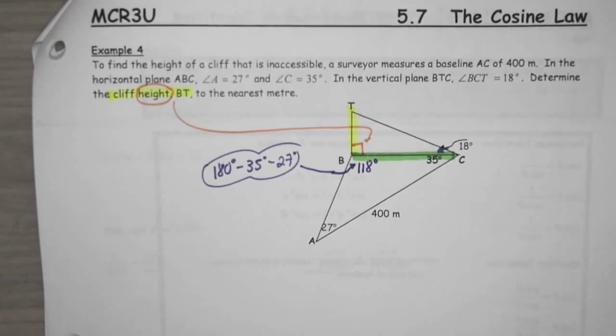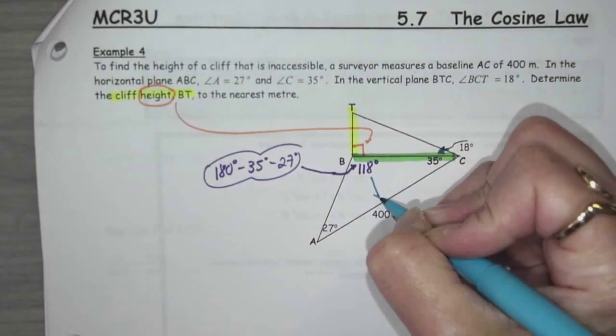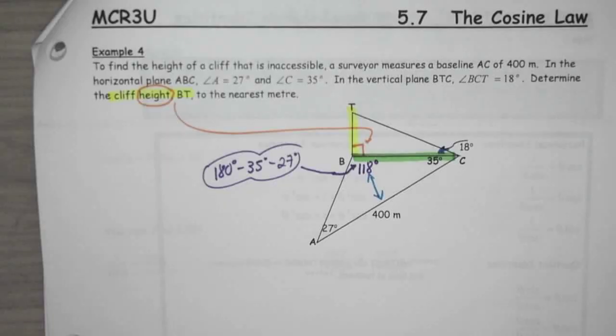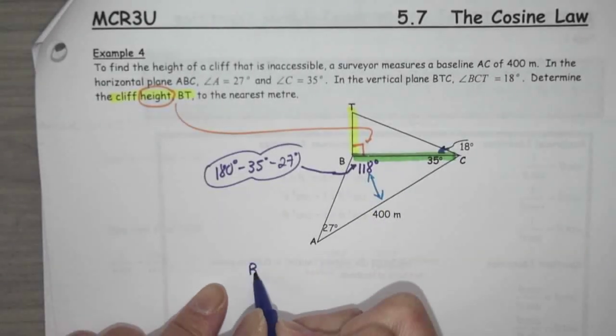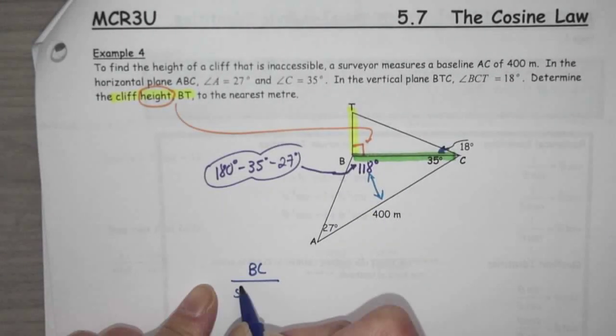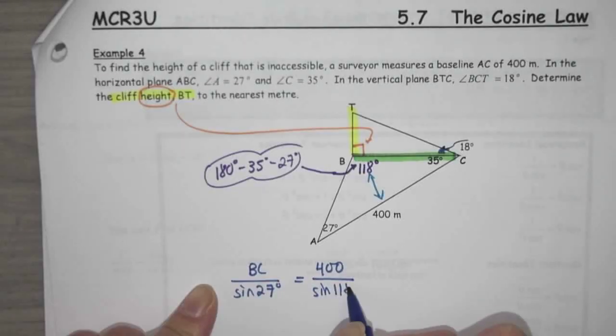Based on that, now we know, and we've talked about this a couple times now, does that make sense? That this is going to be a nice case for sine law. At first it looked like it wasn't possible, but once we fill in that angle, it is a nice case for sine law. So I would just do BC over sine of 27 equals 400 over sine of 118.